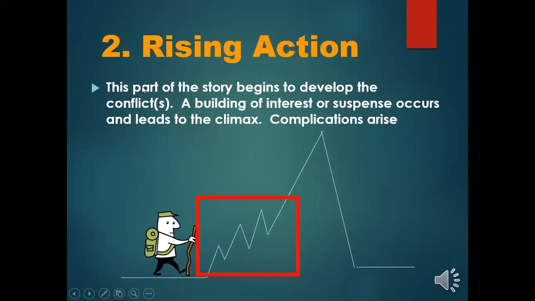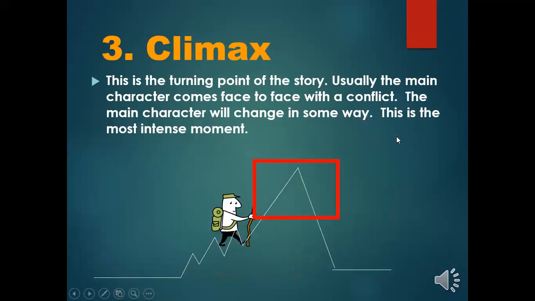Rising action. This part of the story begins to develop the conflict. A building of interest or suspense occurs and leads to the climax. Complications arise. Climax. This is the turning point of the story. Usually the main character comes face to face with the conflict. The main character will change in some way. This is the most intense moment.